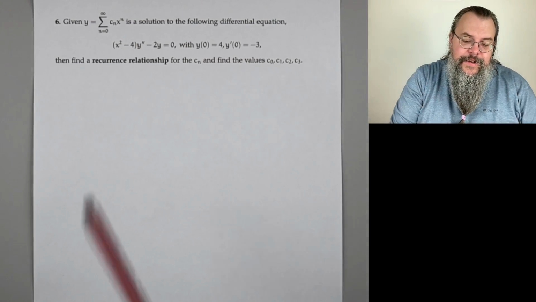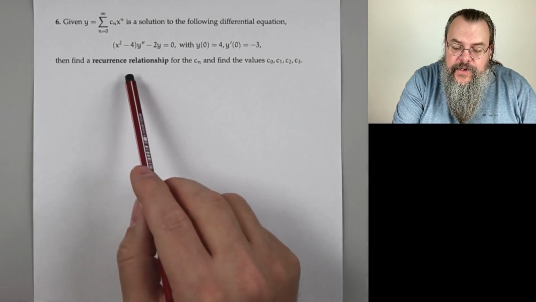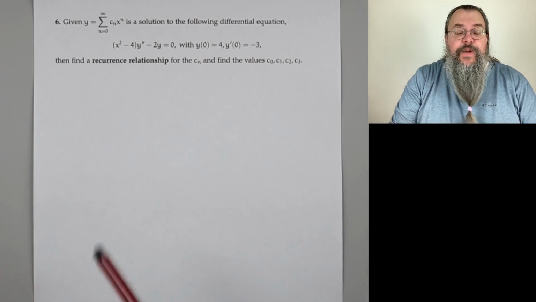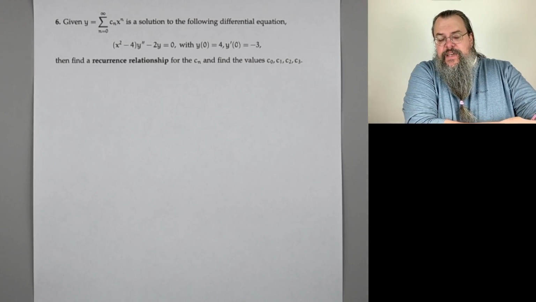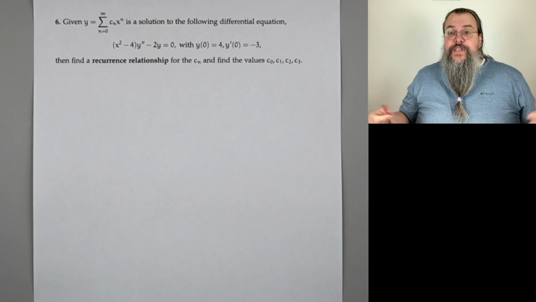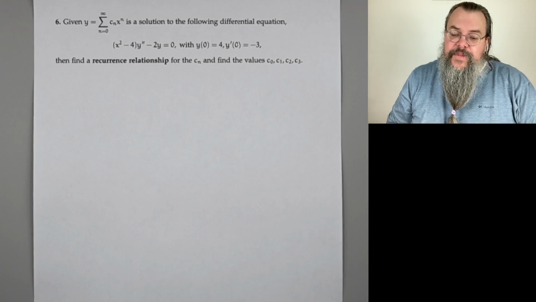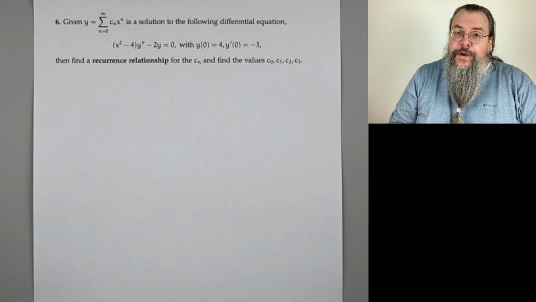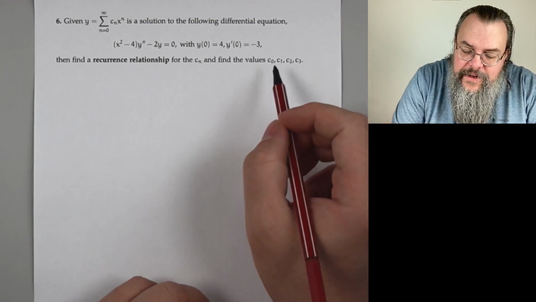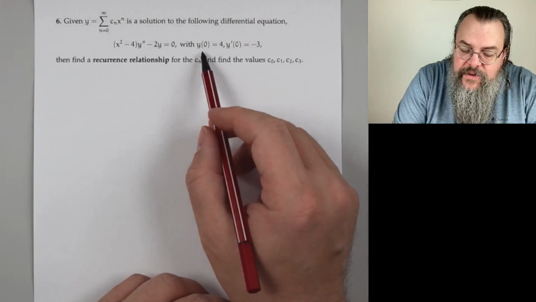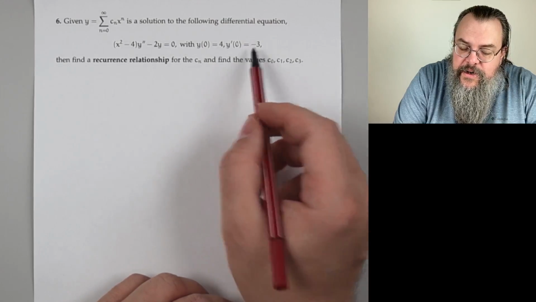And then we need to find a recurrence relationship, and they made it bold, meaning we can't avoid it. We must find a recurrence relationship. And then we have to find the values for C0, C1, C2, C3. Now there's some good news. We can find C0, C1 pretty quickly. C0 and C1 are initial values.